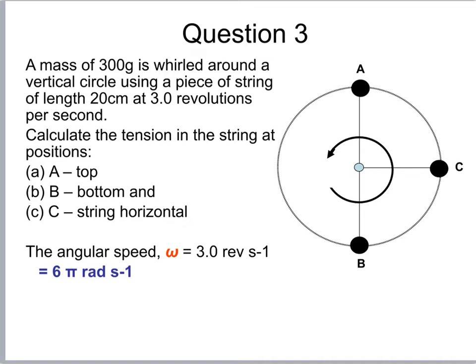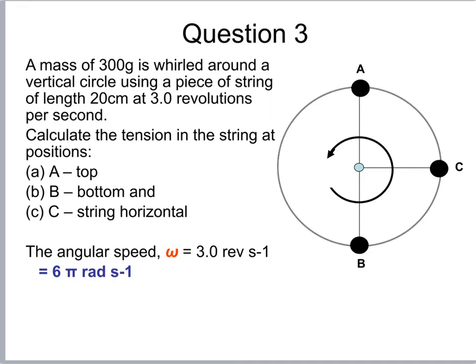So the key thing to remember this time is that at A, the resultant force is going to equal your weight plus your tension in the string. At B, the resultant force is going to equal tension minus the weight. And at C, the resultant force is just going to equal the tension. So hopefully you can use that information in the question now to answer parts A, B and C. I would suggest you pause the video once you've got an answer to each one, then listen to the video again to see if you've got the correct answers.